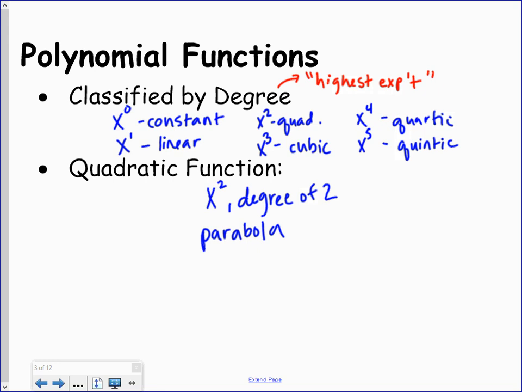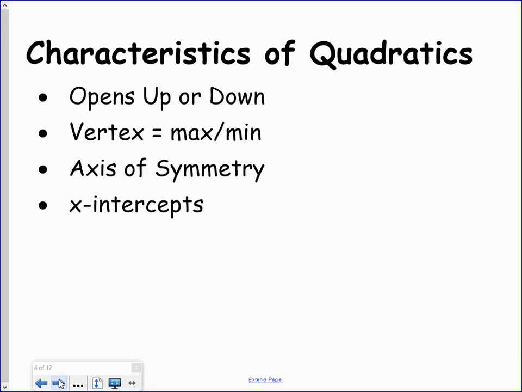And quadratics are awesome because they can model for us things that go into the air and come back down. So think about all the different things that we could use a quadratic model for in the real world. All right, some characteristics of quadratics. You should be able to identify if quadratics open up or open down. Does anybody remember how you can tell? Positive or negative in front of the whole function.